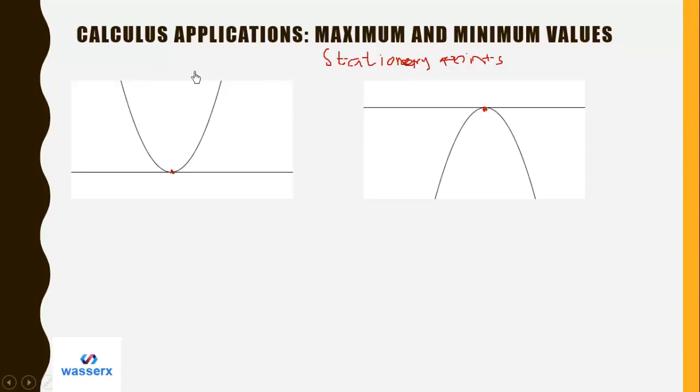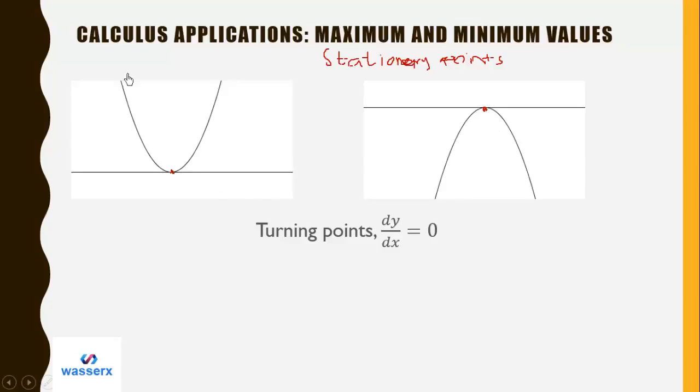Calculus applications. We can use calculus to find the maximum and minimum values, or the stationary points, or the turning points of a given curve. So this curve over here is the minimum curve, and this is the minimum point, and at that point the tangent is horizontal, meaning that dy/dx, which is the gradient over there, is equal to 0. The same thing applies here.